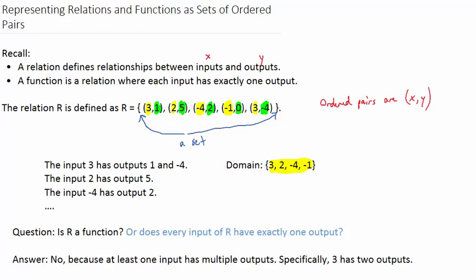And I'm sure you can figure out then that the range is the set of outputs, which is 1, 5, 2, 0, -4. So now we can look at a set of ordered pairs, understand how it represents a relation, then decide if it's a function, and we can state the domain and the range given a set of ordered pairs.